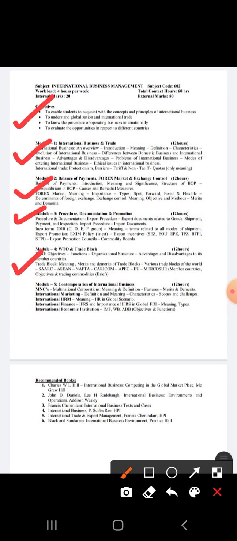We'll have different aspects, objectives, trading, commodities in brief. Then the last unit talks about the contemporaries of international business, where you'll have terms like multinational companies, their definitions, features, merits, demerits. Then you'll have international marketing, international HRM, international finance, international economic institutions. So these are the 5 units in the subject, international business management. So let's discuss one by one.